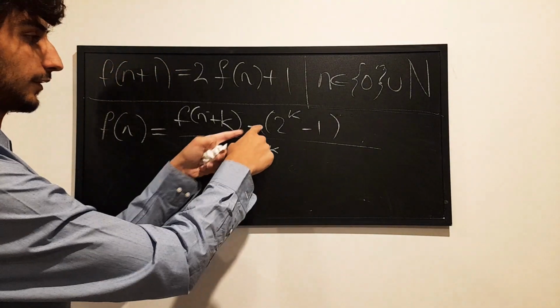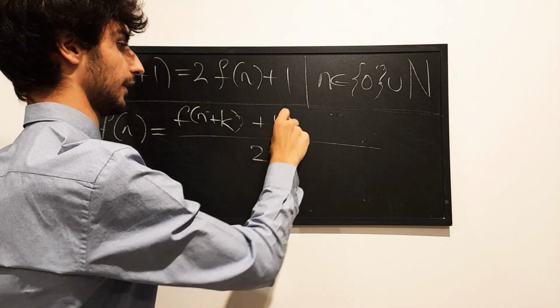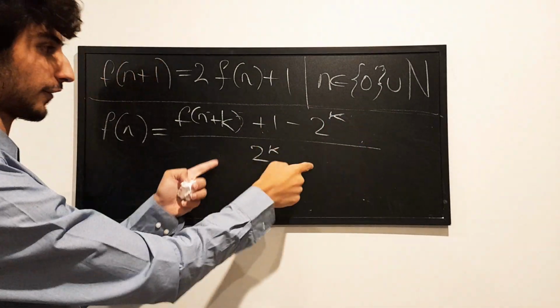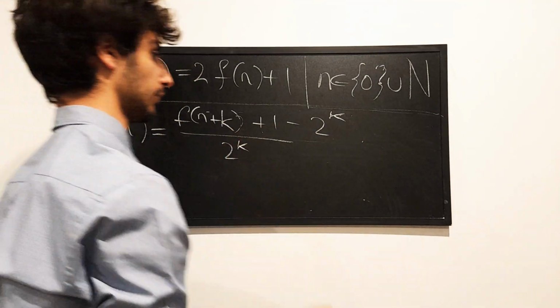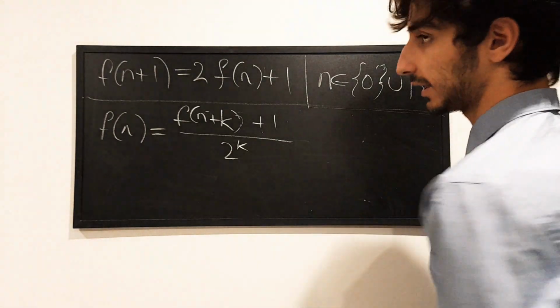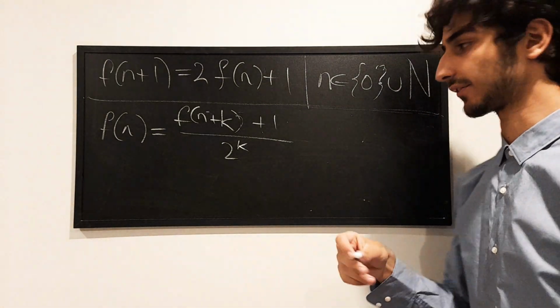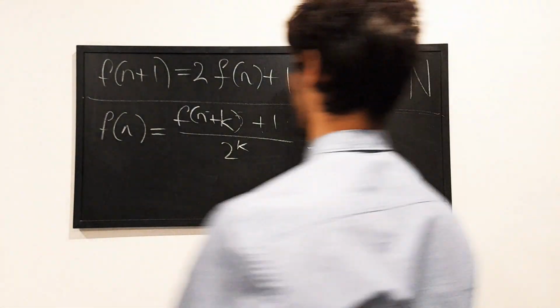Now let's distribute the negative sign across this expression. That would give us this. And distribute this fraction across the numerator. That would give us this. Negative 2 to the power of k divided by 2 to the power of k is negative 1.